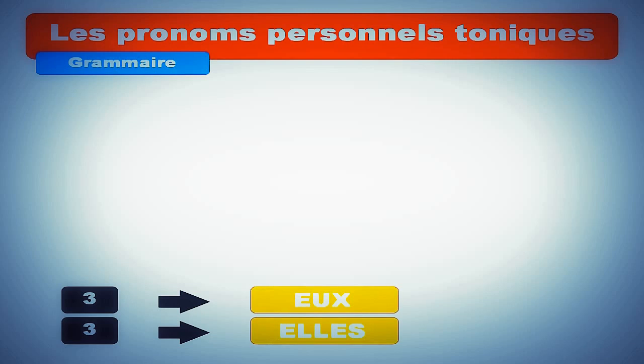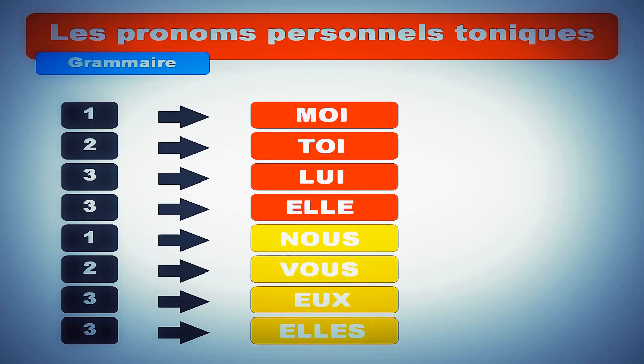So masculine form is eux, alright, final X is not pronounced, eux, repeat, eux, okay, and then feminine form elles, final S is not pronounced, elles, repeat, elles, okay. So, moi, toi, lui, elle, nous, vous, eux, elles.